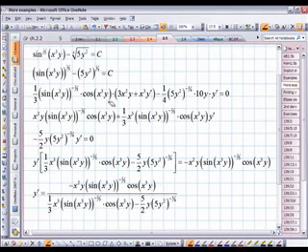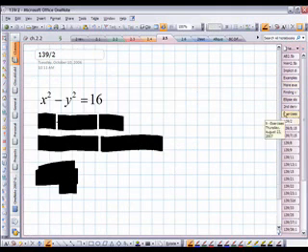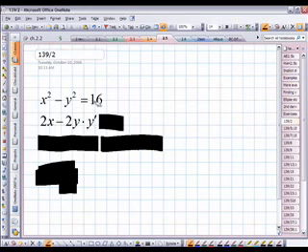So algebra is a big part of the problem once you get through this differentiation. Okay, some exercises. x squared minus y squared equals 16. Derivative of x squared is 2x. Derivative of y squared is 2y times y prime. Derivative of 16 is 0.